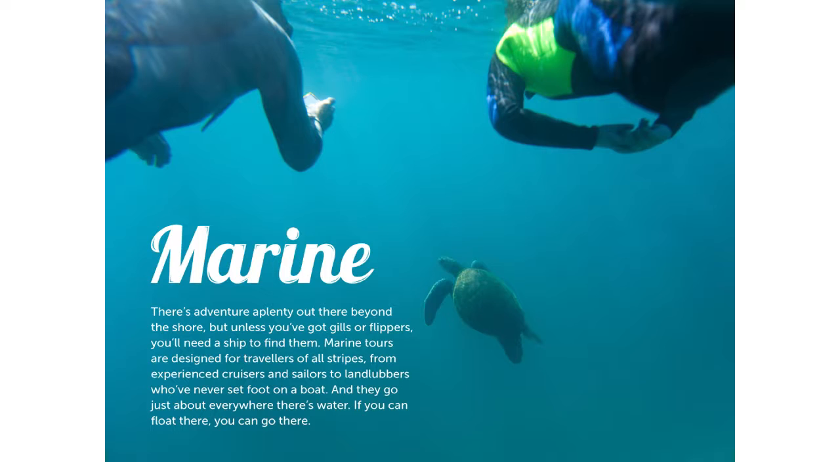There's adventures plenty out there beyond the shore, but unless you've got gills or flippers, you'll need a ship to find them. So Marine is our unique small riverboats on the Ganges, on the Amazon, our Burgundy cruise, and our Mekong cruise. It's our small cat sailing in Cuba and the Mediterranean, the Dalmatian coast, the coast of Turkey. It's our Galapagos sailing as well. And of course, Marine also includes our MS Expedition and the voyages that she takes both in the Arctic and in the Antarctic, and also up the fjords of Norway.